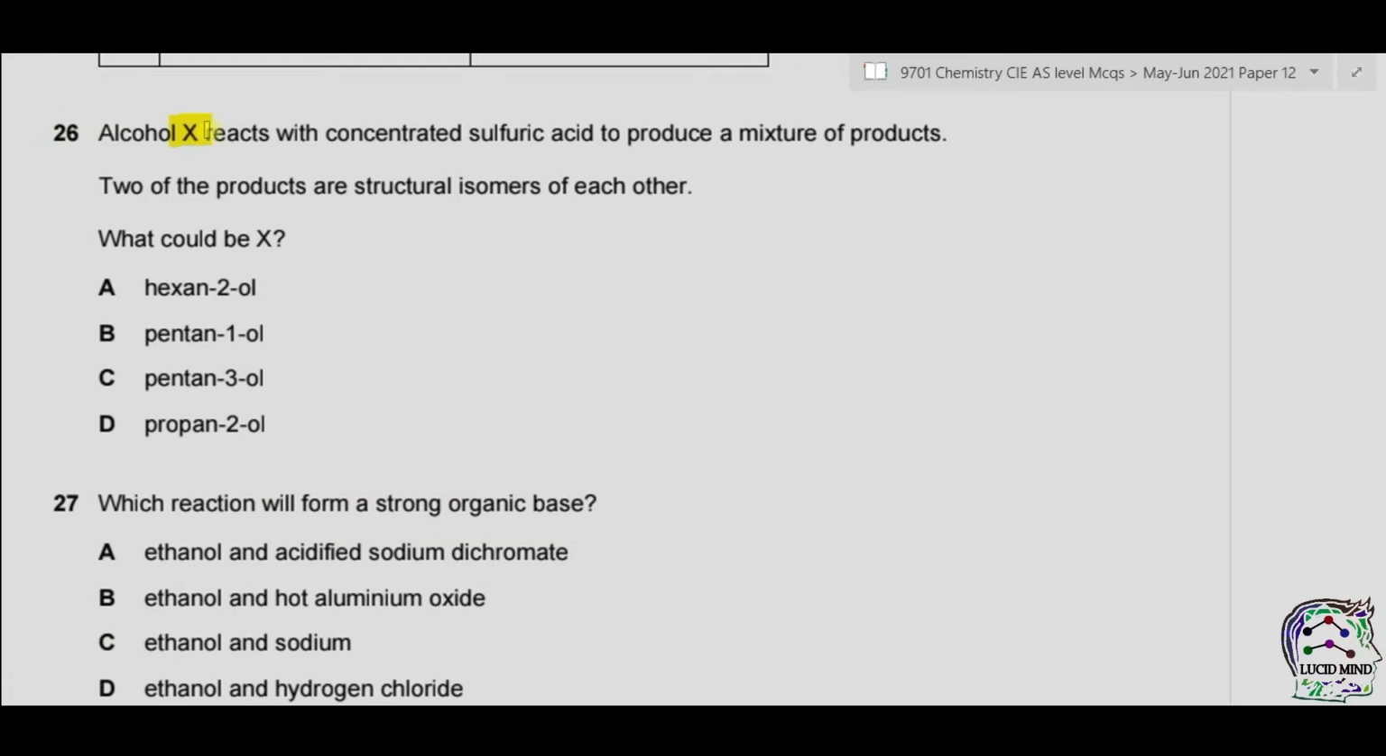Question 26. Alcohol X reacts with concentrated sulfuric acid to produce a mixture of products. Two of the products are structural isomers of each other. What could be X? Now you should remember the reaction.